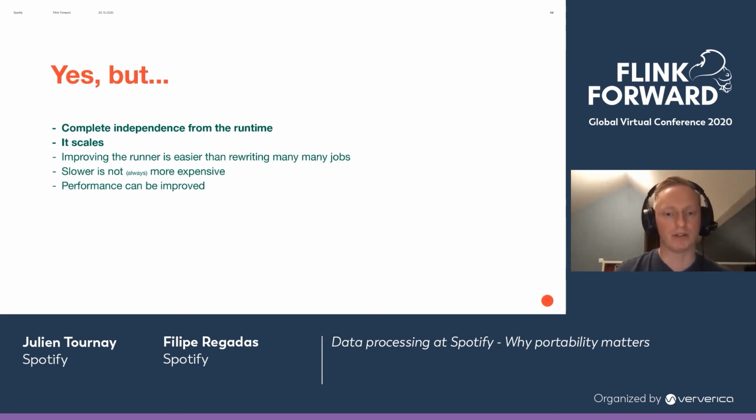But anyway, that was quite interesting. One of the things you want to think about is that if you are in the situation where you have thousands of jobs running in production and you decide to change the runtime, it's a lot easier to improve the runtime or improve Scio or Beam than to rewrite all those jobs so that you can run them on a different runtime.